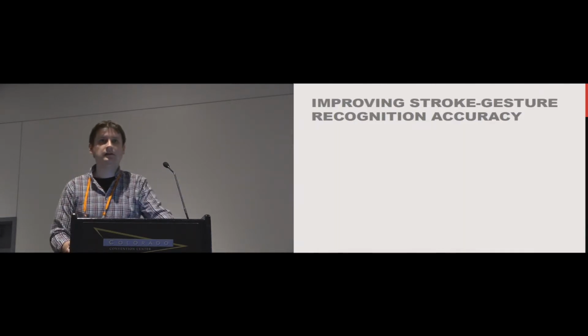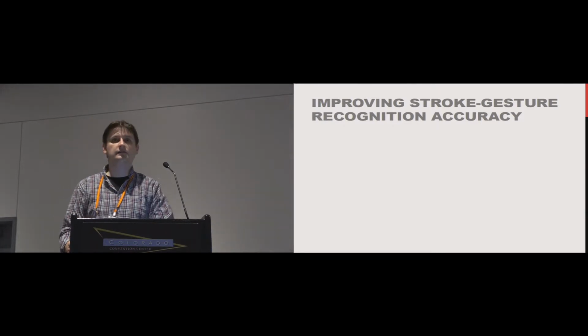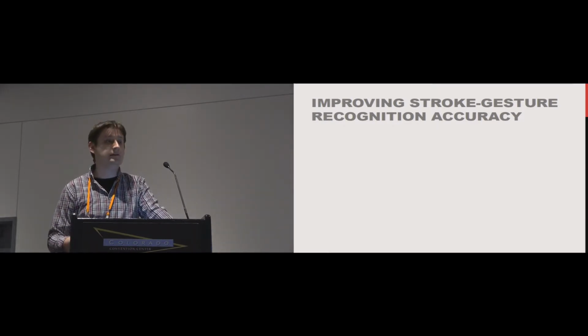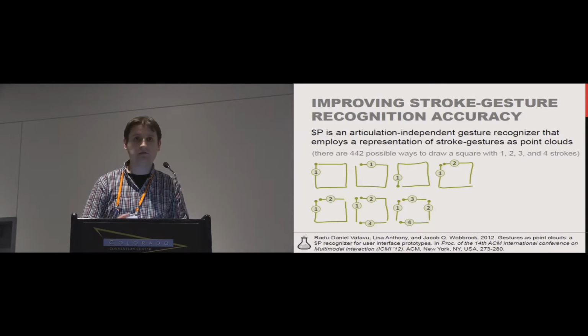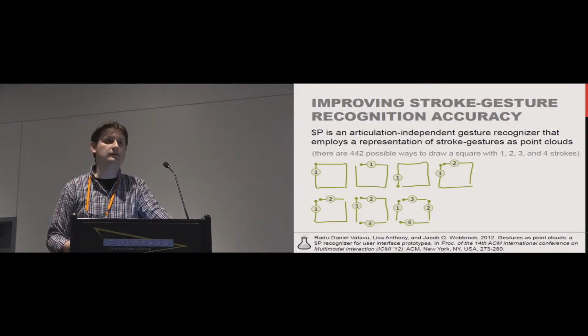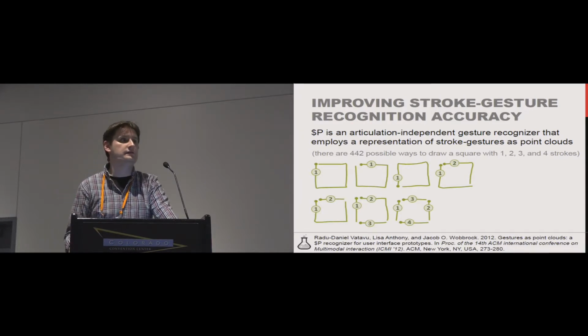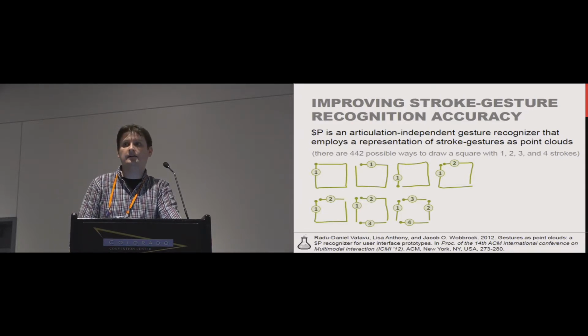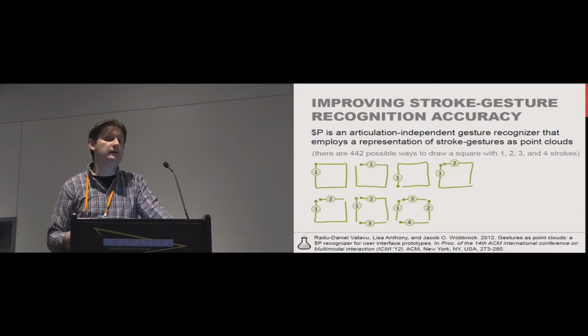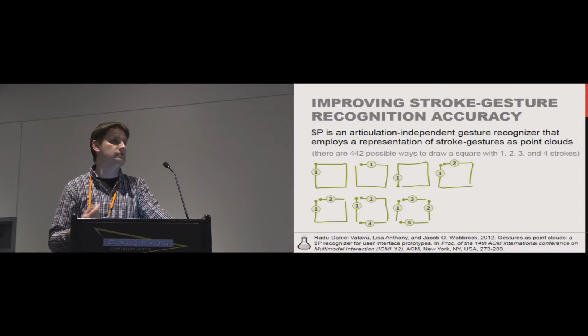Okay, so now I'm going to present two modifications that I implemented in the algorithmic structure of the point cloud gesture recognizer. But first I'm going to briefly present its operation mode, in case you're not familiar with P-dollar. So P-dollar is an articulation-independent gesture recognizer. This means that it can recognize accurately gestures, no matter how users choose to produce them.